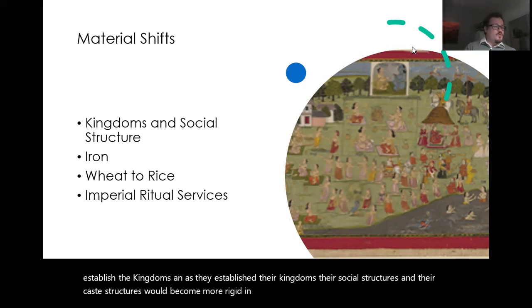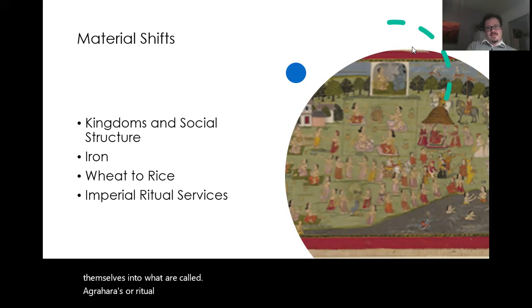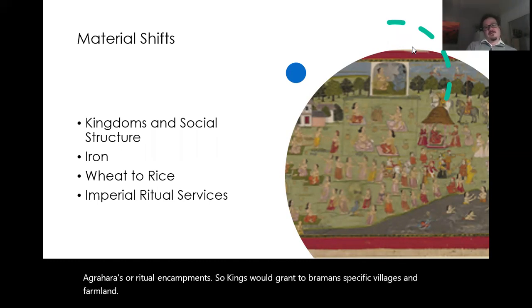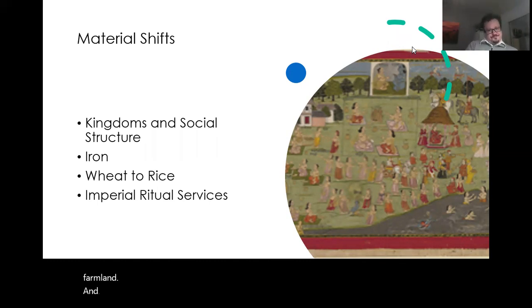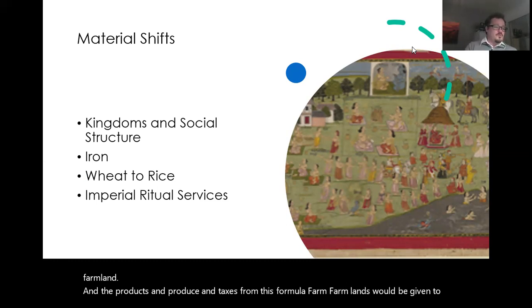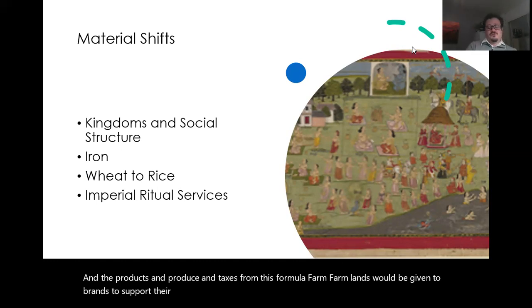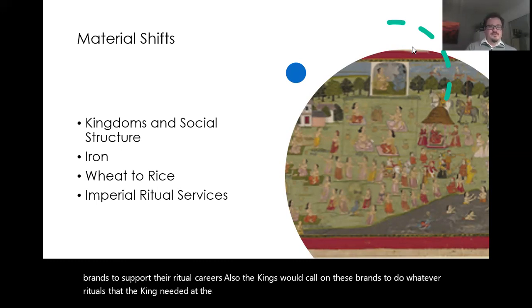Brahmins at this time would organize themselves into what are called agraharas, or ritual encampments. So kings would grant to Brahmins specific villages and farmland, and the products and produce and taxes from those farmlands would be given to the Brahmins to support their ritual careers. Also, the kings would call on these Brahmins to do whatever rituals that the king needed at the time to demonstrate his might and power.